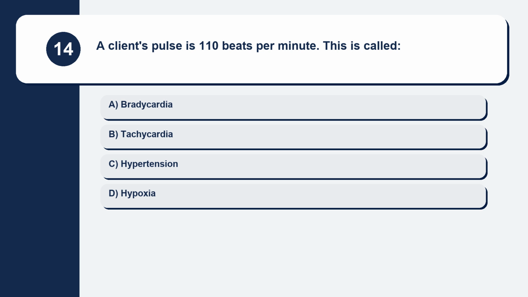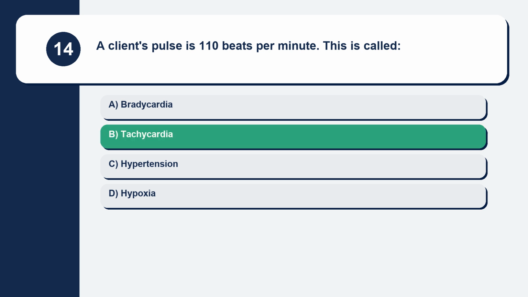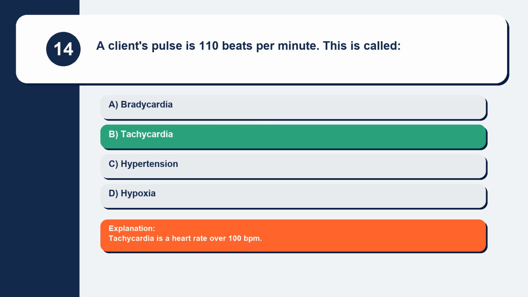Question 14. A client's pulse is 110 beats per minute. This is called: bradycardia, tachycardia, hypertension, or hypoxia. Tachycardia is a heart rate over 100 bpm.